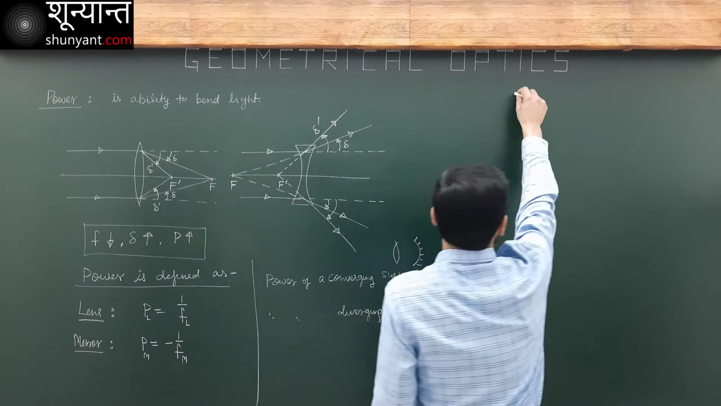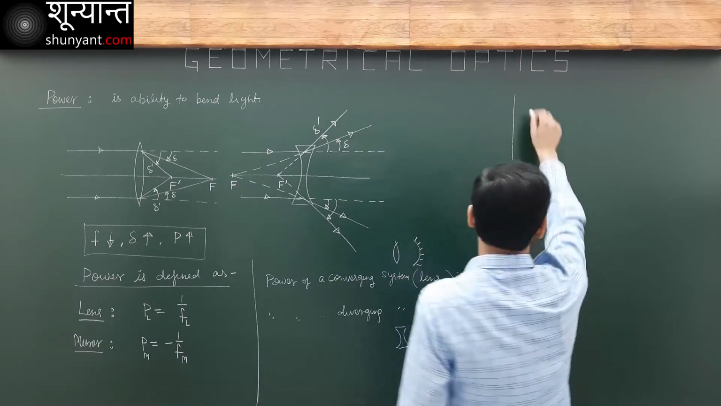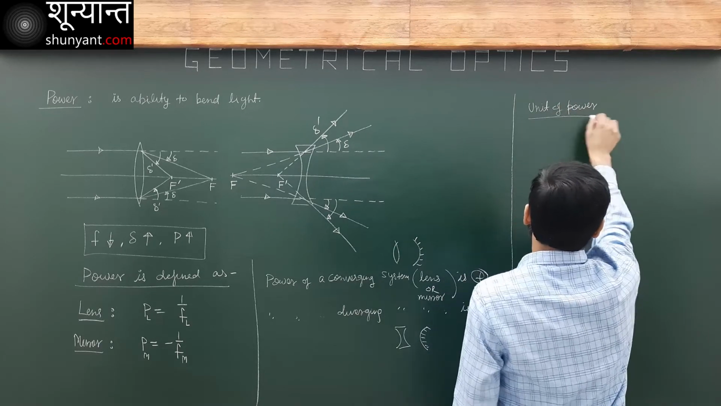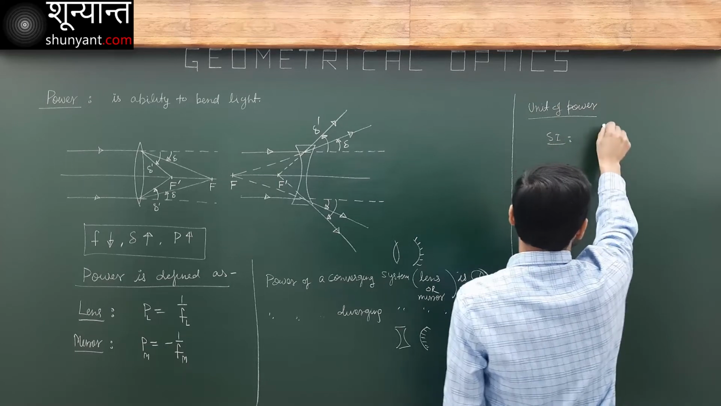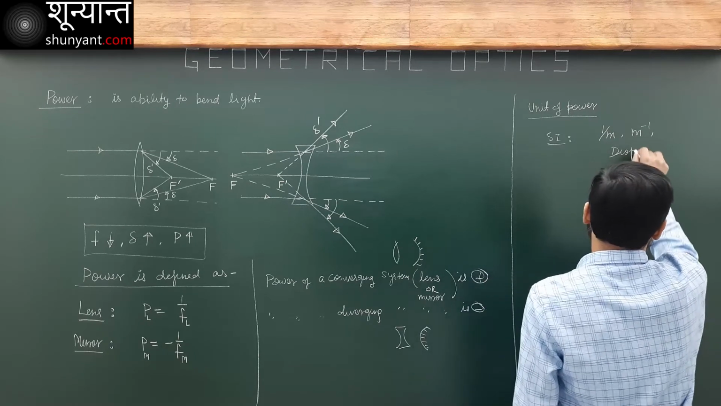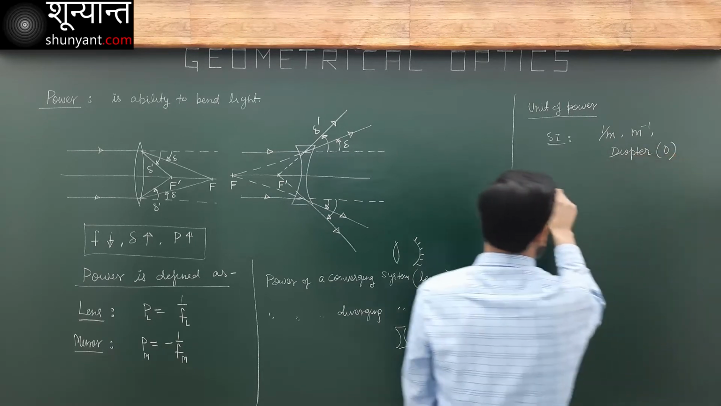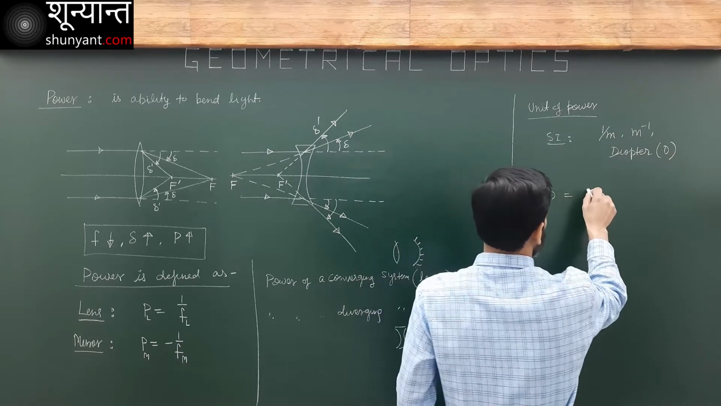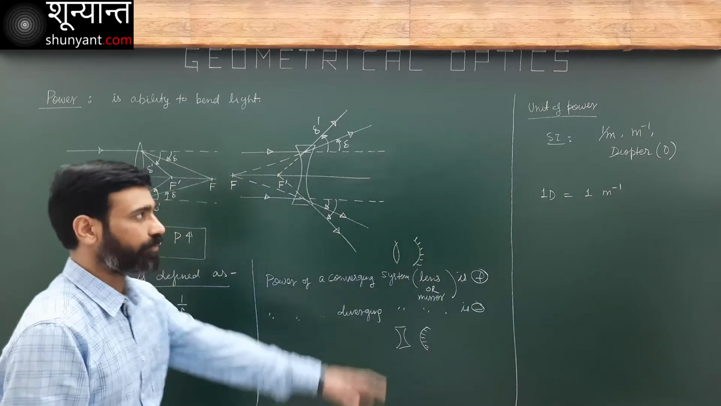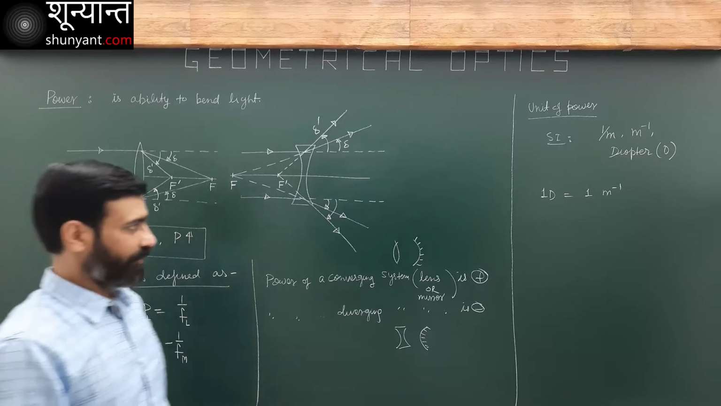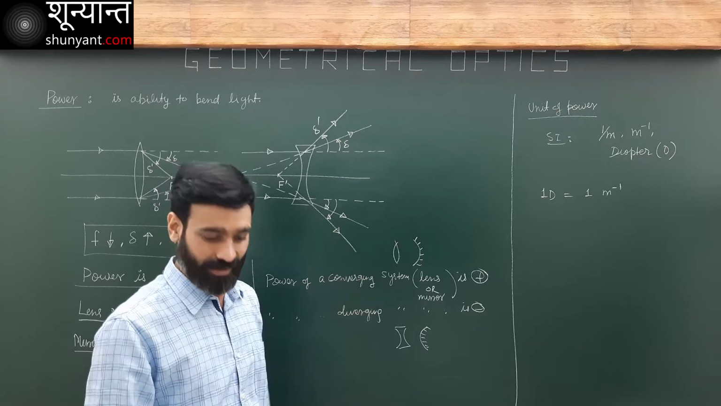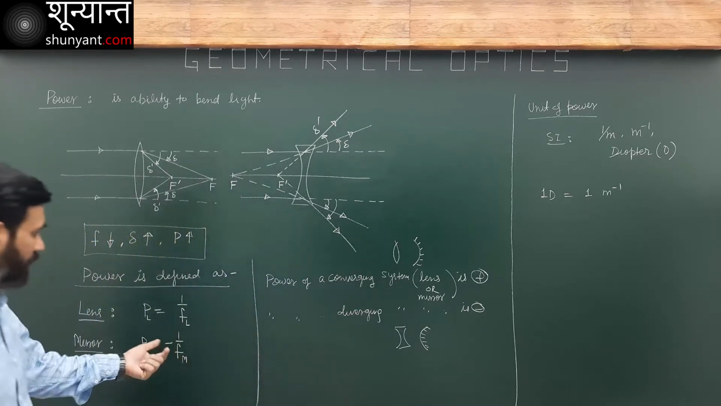Now, the unit of power. Of course the SI unit is 1 over meter. That's it, it is meter minus 1. It is also known as the diopter, D. So 1 D is equal to 1 per meter. Diopter is an SI unit. This is the power of a lens: 1 over F, and for a mirror minus 1 over F.